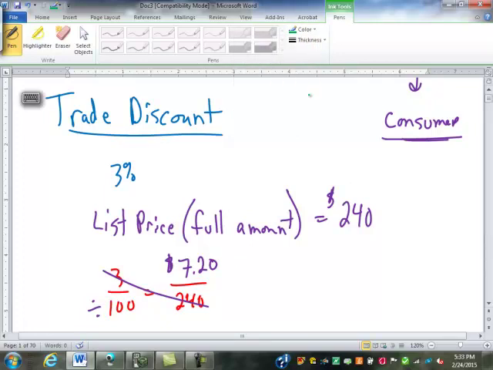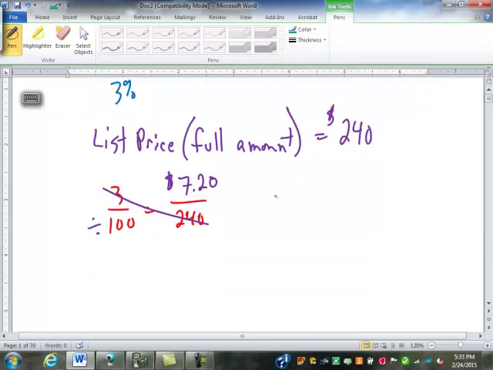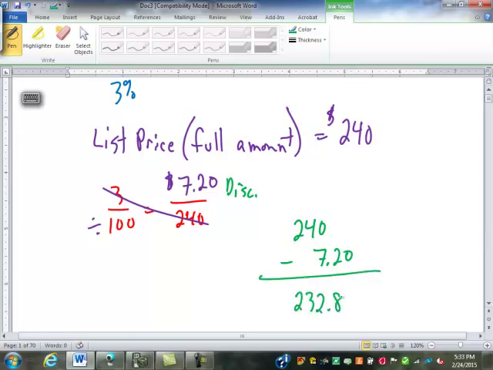So the amount that you're going to pay, your discounted price, is going to be the $240 minus the $7.20. So $232.80. Make sense? So that is what's referred to as the net price.